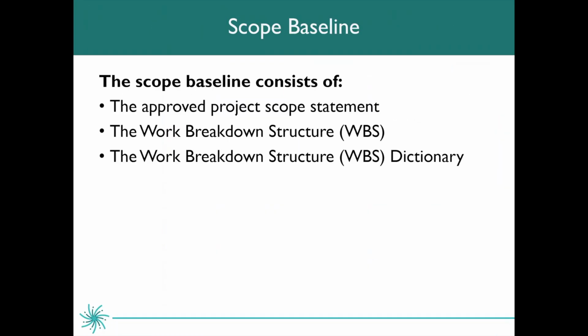The scope baseline consists of 3 things. 1, the approved project scope statement. 2, the actual work breakdown structure, which is what we're focusing on today. And 3, the work breakdown structure dictionary. This is a very important piece as well, and I'll show you what one of those looks like shortly.